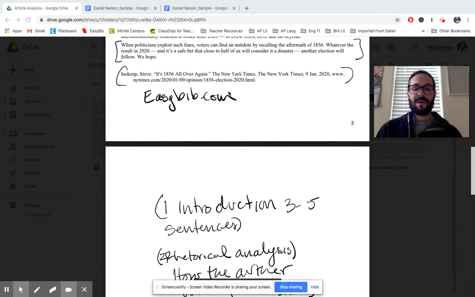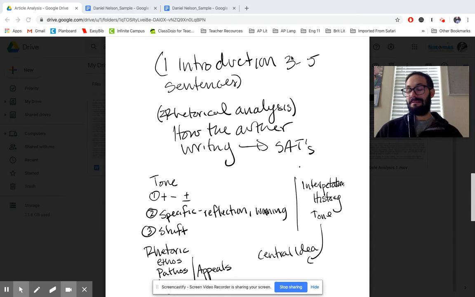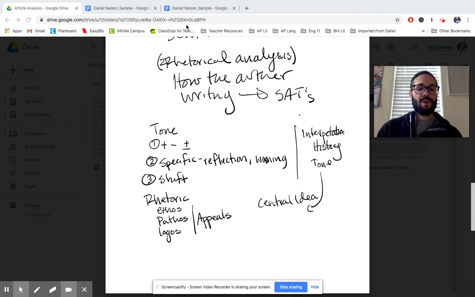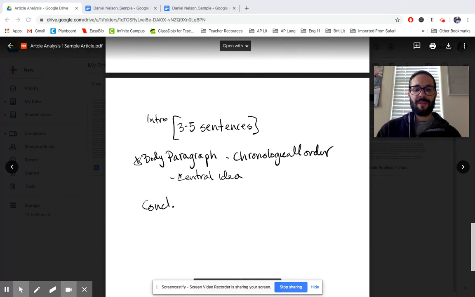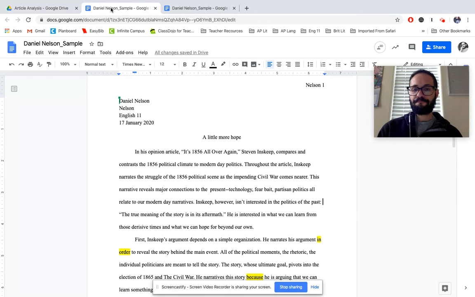We looked at EasyBib in citing documents, and then we talked about what it should look like, how an author is writing, and why they're writing that. And your job is to fill the gap between those two. We looked at tone, we looked at appeals, and lastly, we looked at a brief outline, what an outline would look like if we are writing an analysis about this. So let's look at it.